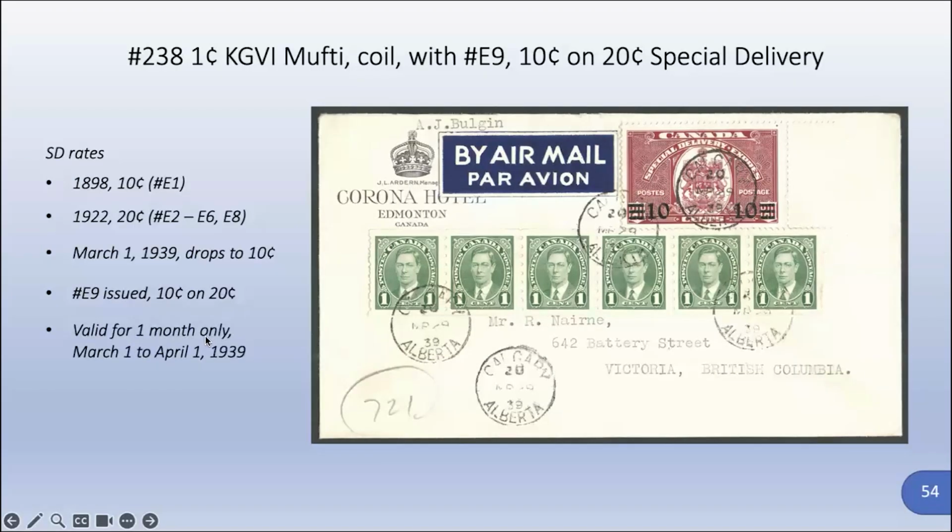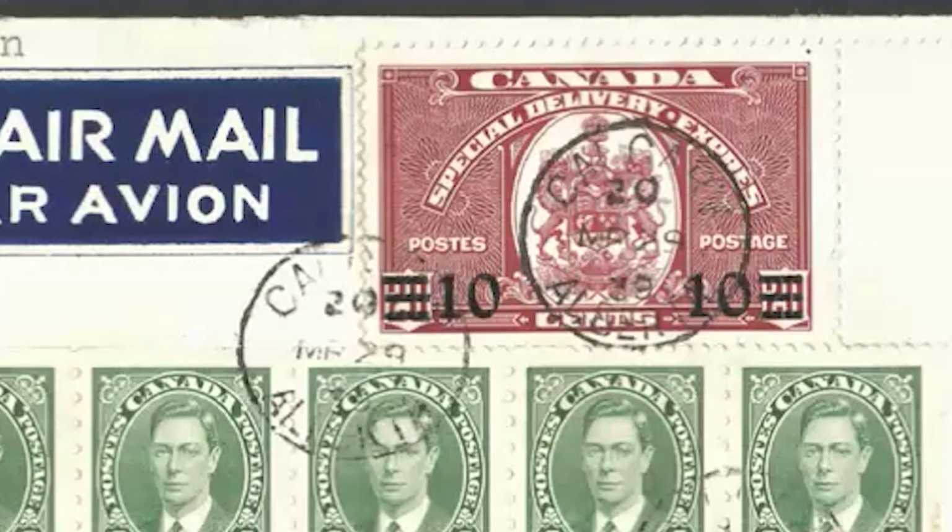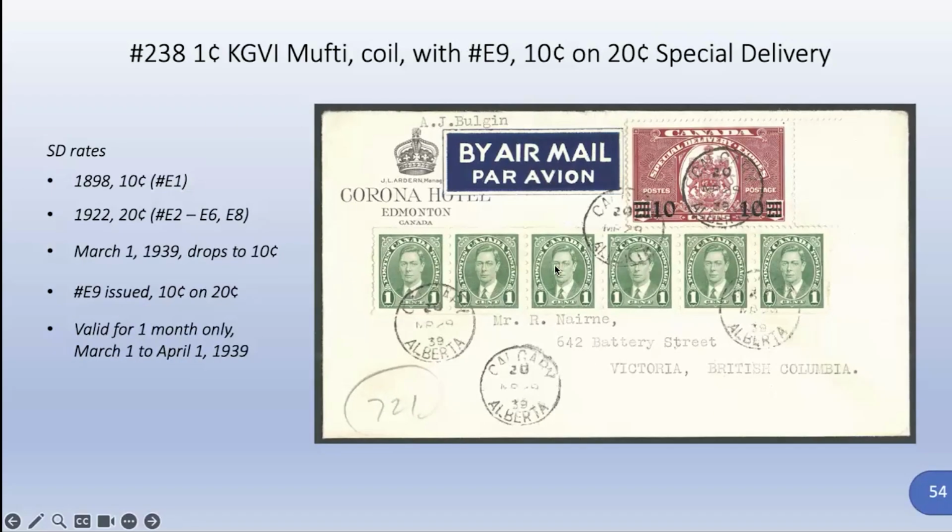It was valid for 1 month only, for the month of March, until March 31st, or April 1st, when the new stamp came in. So this particular E9 was issued and was only good for 1 month. On April 1st, E10, the 10 cent E7, was issued. And this was on March 29th. So this was still within the 1 month period. So this is a properly used 10 cent overprint E9.